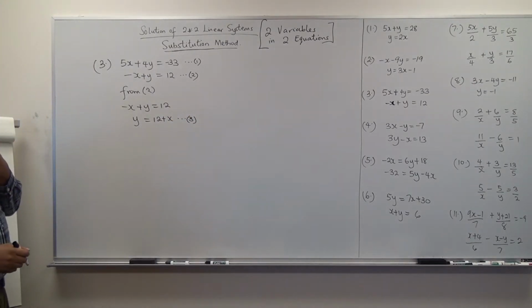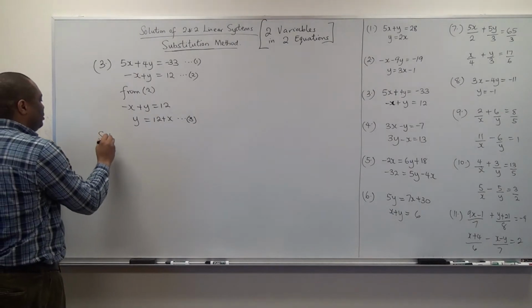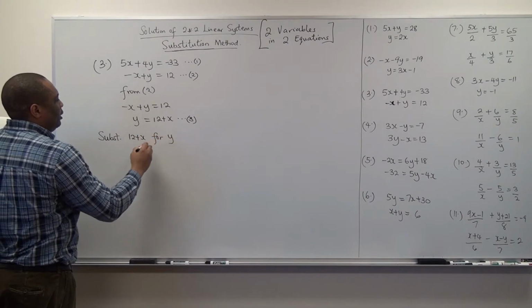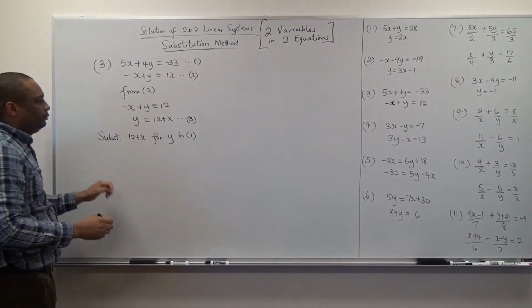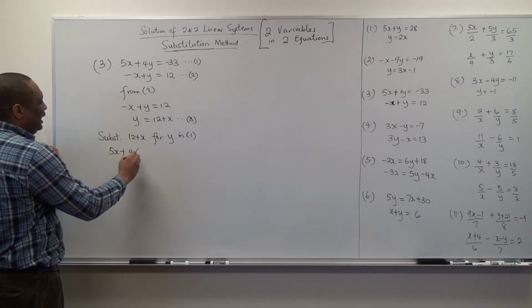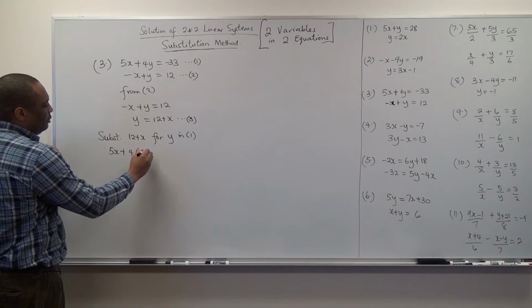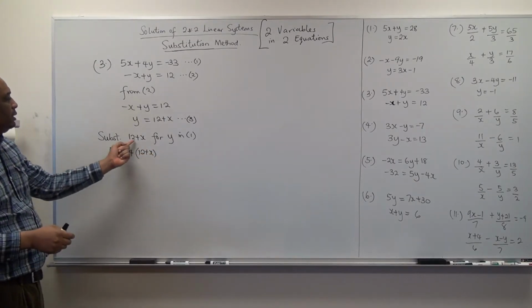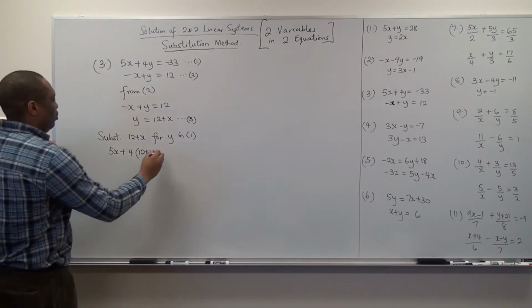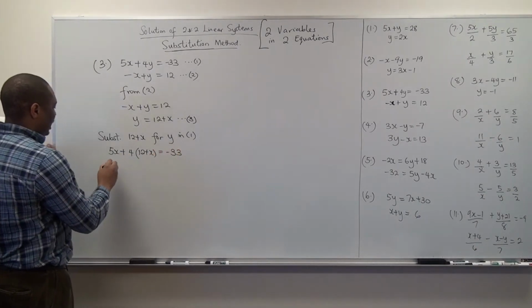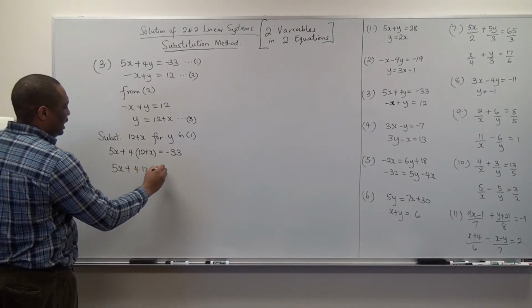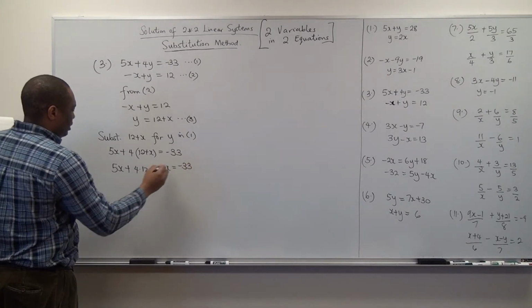Equation 3. And then we can now substitute 12 plus x for y in equation 1. So this now gives us 5x plus 4 into 12 plus x. This is now in parentheses because it's 2 times 12 plus x equal to negative 33. And that gives us 5x plus 4 times 12 plus 4 times x equal to negative 33.